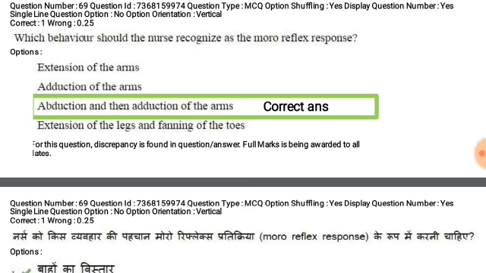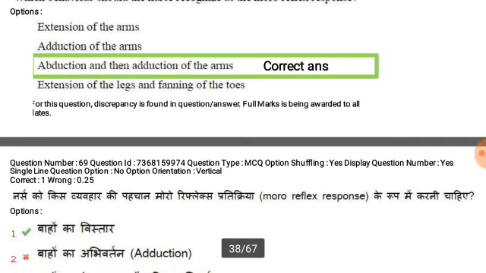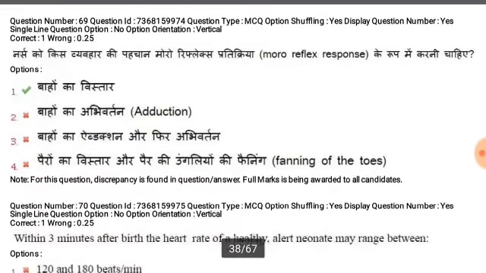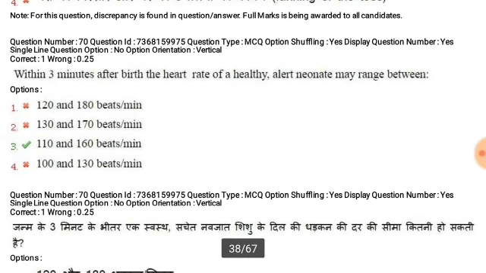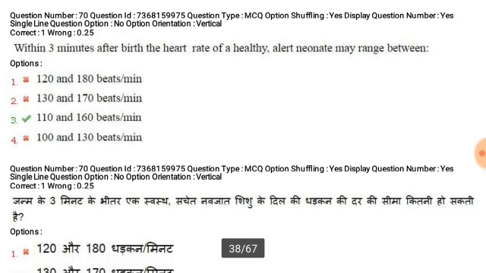Within 3 minutes after birth, the heart rate of a healthy alert neonate may range between: A. 120-180 beats per minute, B. 130-170 beats per minute, C. 110-160 beats per minute, D. 100-130 beats per minute. So answer is the third one, that is 110-160 beats per minute.